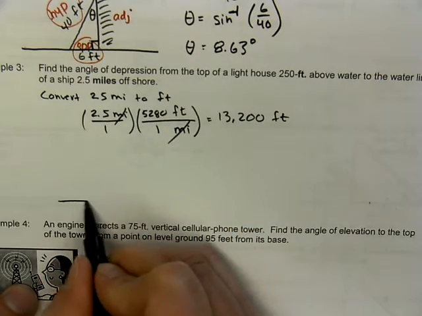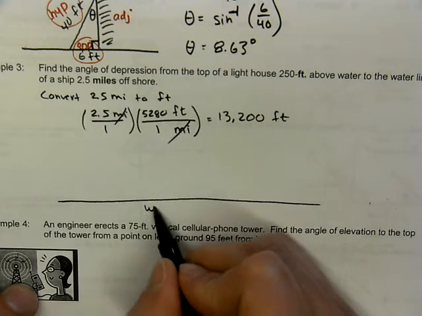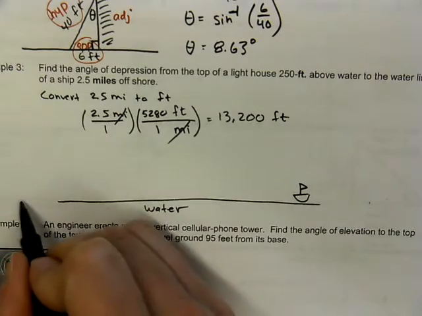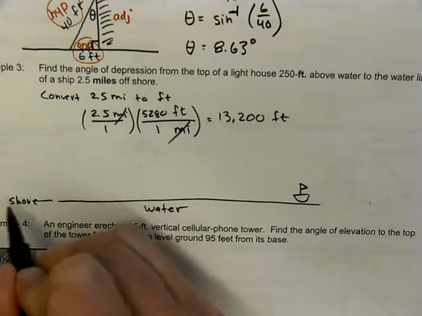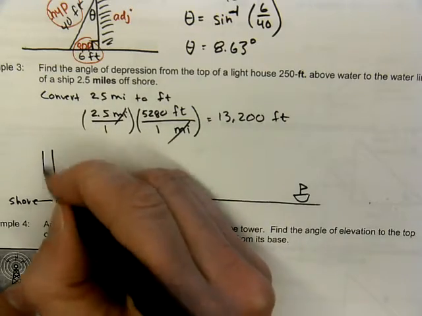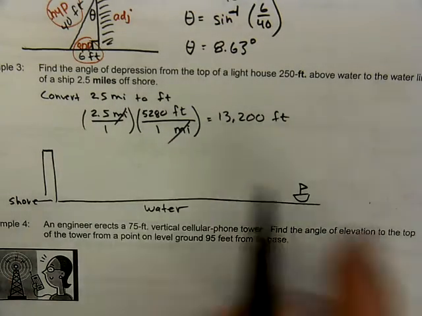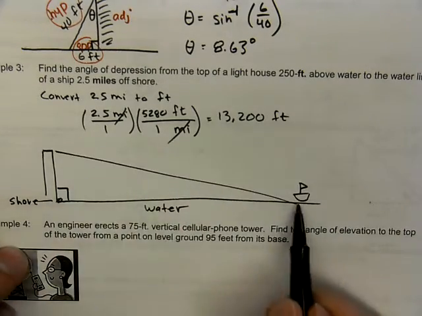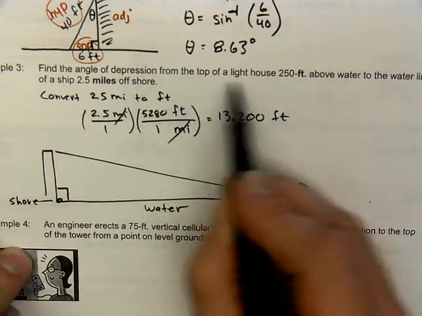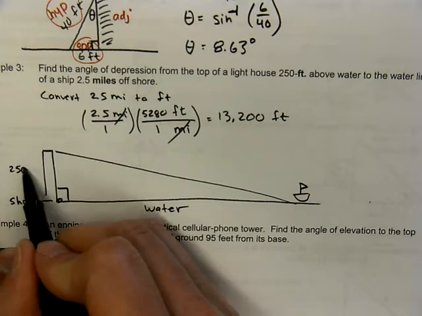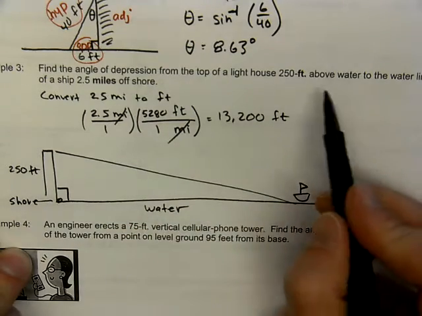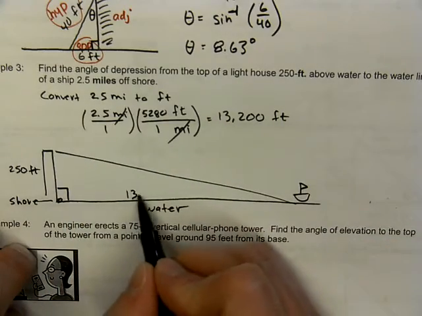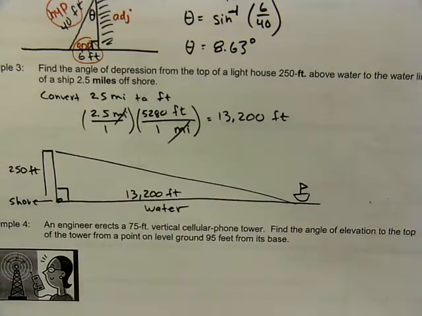So here's my water line. There's the water. There's my boat. And here's the shore. And there's the lighthouse. We're just assuming that the lighthouse is standing right at the base of the water. So we get that representation of a triangle. We know that the top of the lighthouse is 250 feet. And we know the distance to the ship is that 2.5 miles, which is that 13,200. So that's what we know.